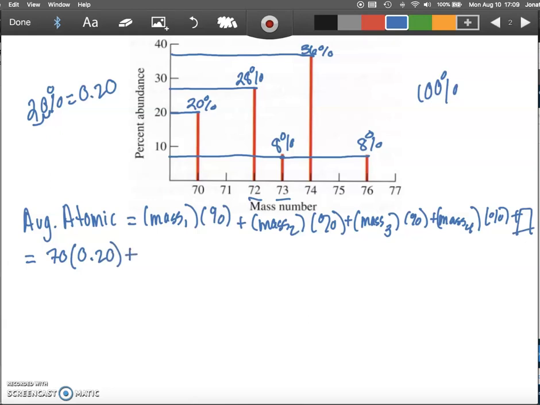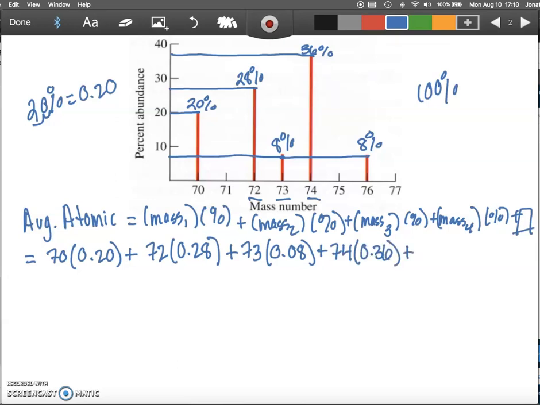All right, we're going to add that to the second mass, which is 72. And it has a 28% abundance, which in decimal form is 0.28. Add that to the third mass, which is 73. Multiply it by 8%, which is in decimal form 0.08. Add that to the fourth mass, which is 74. Multiply by its percent abundance, which is 36%, in decimal form 0.36. And then finally add it to the fifth and final mass, which is 76, multiplied by its percent abundance, 0.08.